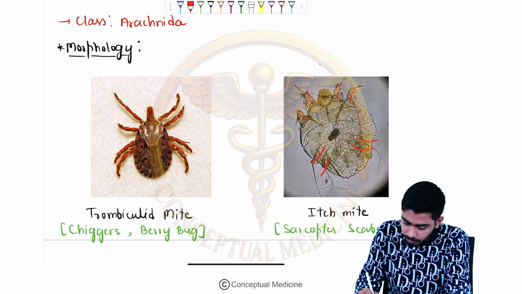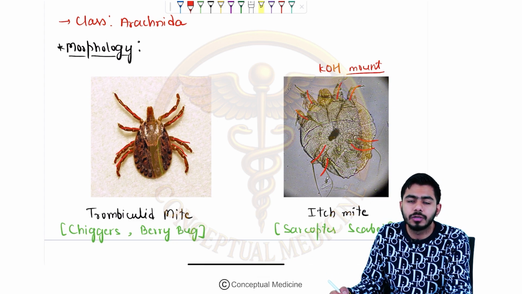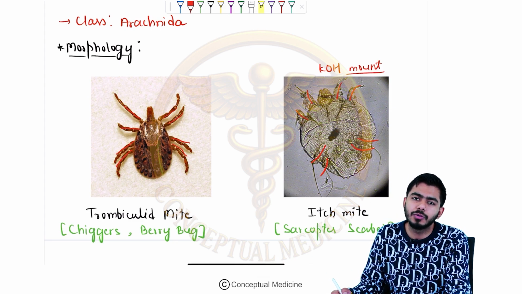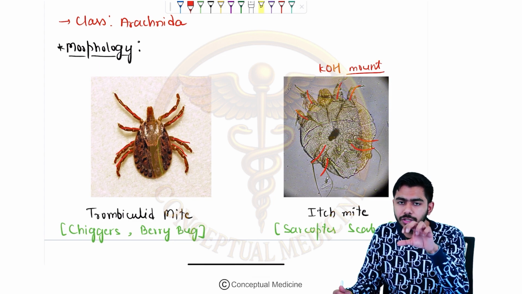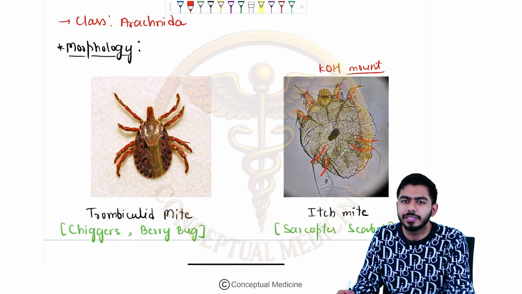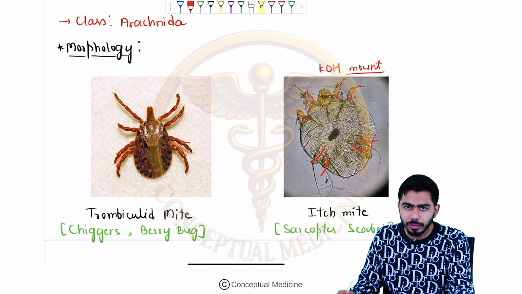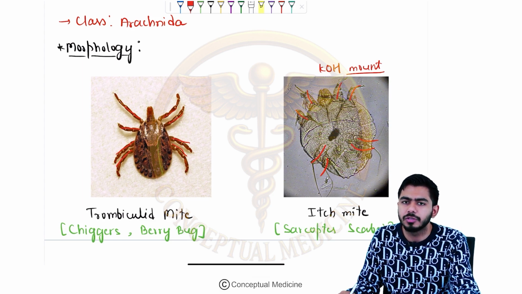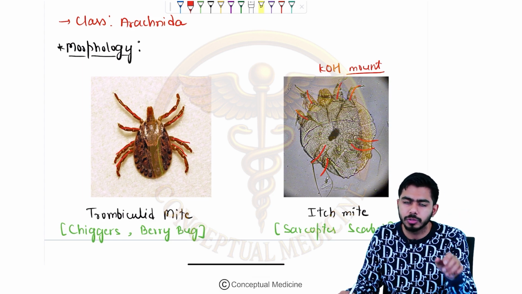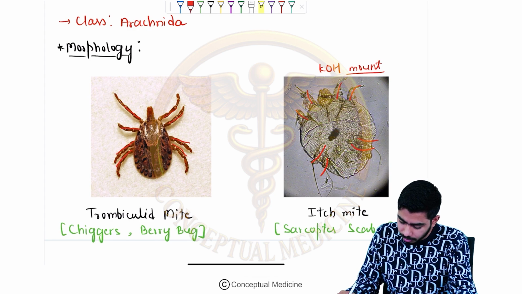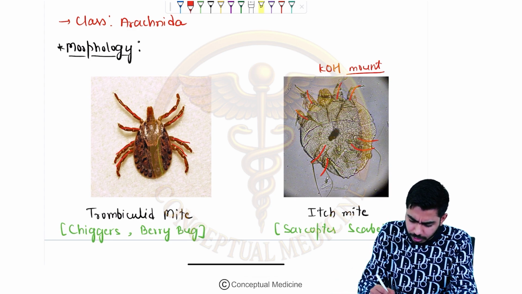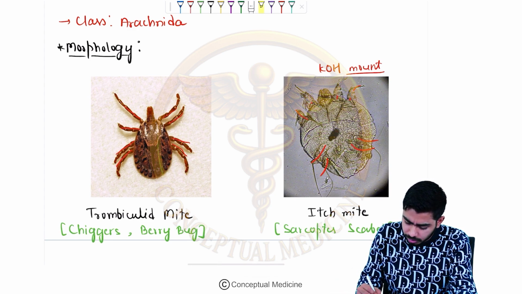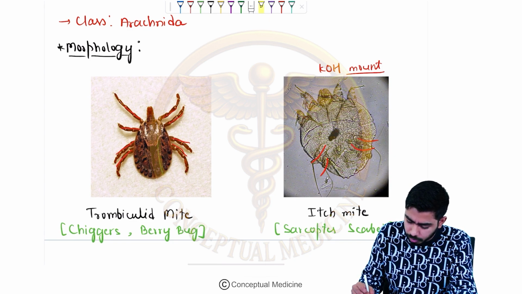This is the image which you can find in the KOH mount. If you are suspecting scabies in some patient, you do the KOH mount for that particular lesion, and if you find this particular image, then you understand that you are right, and that is the Sarcoptes scabiei, which is moving just under the skin. They are making burrows. I will talk about scabies, don't worry. That is what we can find as far as the itch mite is concerned. But first I will be talking about the trombiculid mite, guys.